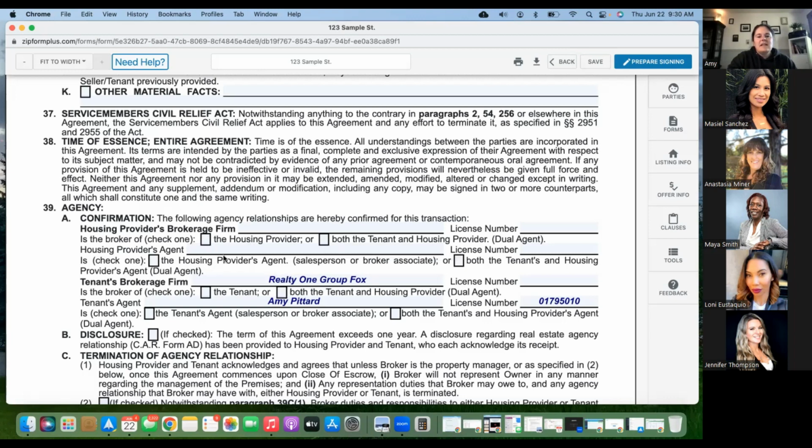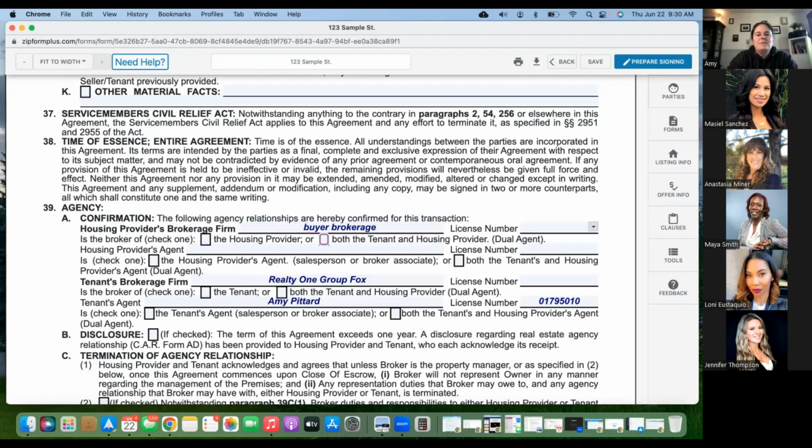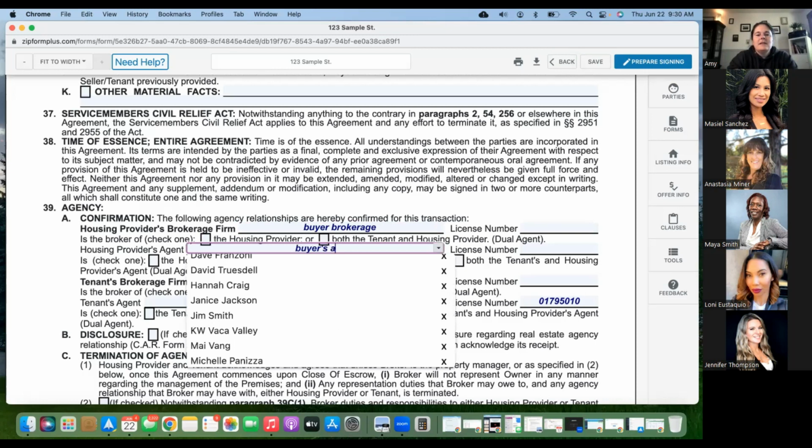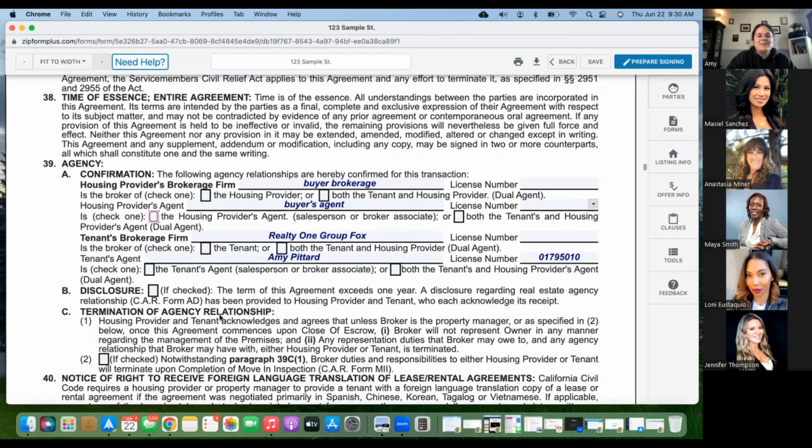Housing provider's agent, this is where the listing agent's information would go. No, that is wrong. This is where the buyer's agent's information would go. Buyer brokerage. And this would be the buyer's agent. And then this, the tenant's brokerage firm, would be the listing agent's brokerage firm, and then the listing agent's name there for agency disclosure. The term of this agreement extends 1 year.